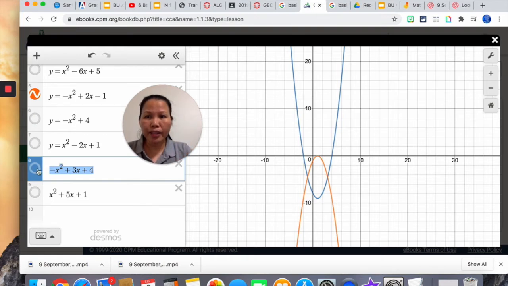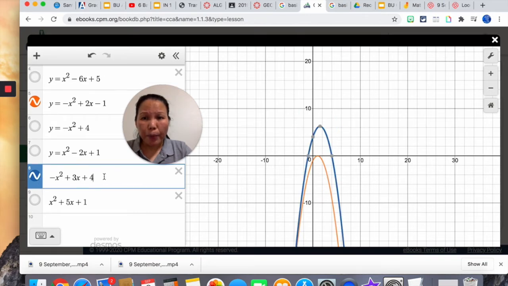Okay, so let's go ahead and graph that one and see how it looks. Do you see the parabola? It opened down because of the negative in front of the x squared, and it has a y-intercept of +4. So we move up 4 units from 0 on the y-axis.